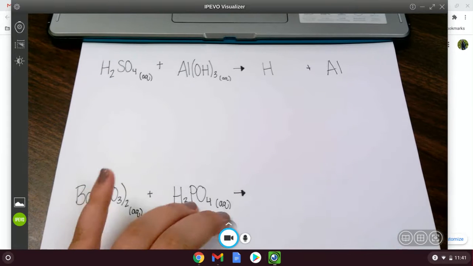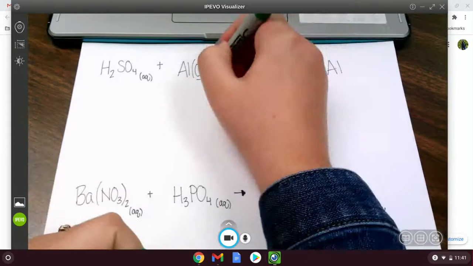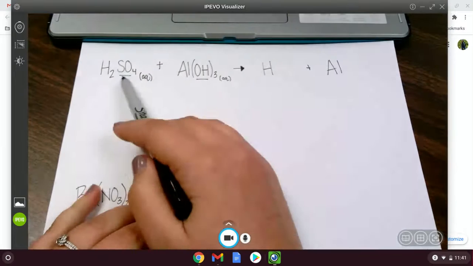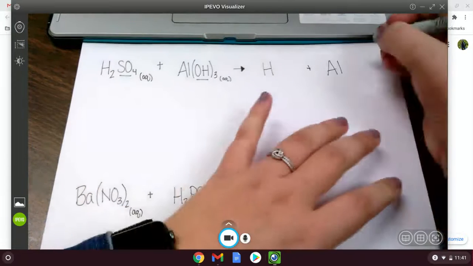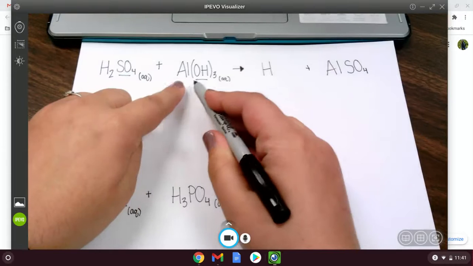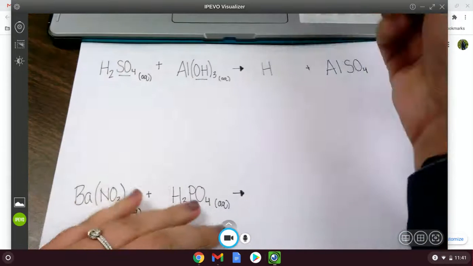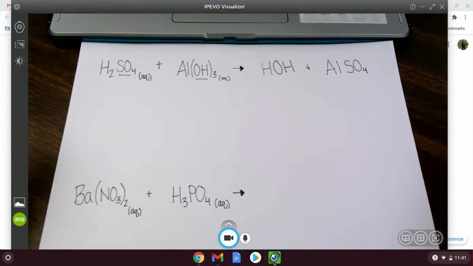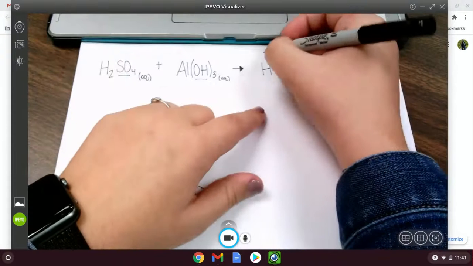Then we need to switch the negatively charged ions. So if SO4 is with H, that means it's going to end up with aluminum. OH is with aluminum, so it's going to end up with H. Okay, so once I do this, I got to determine my charges.